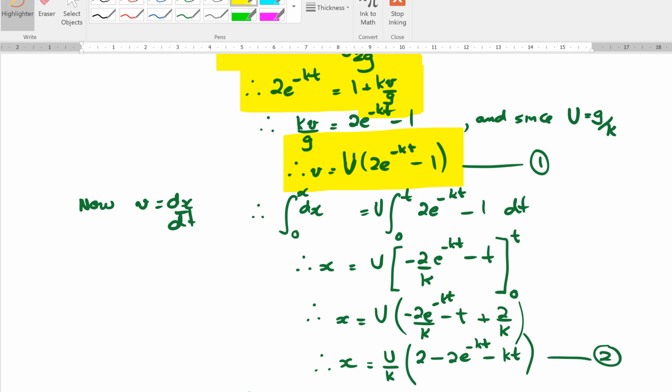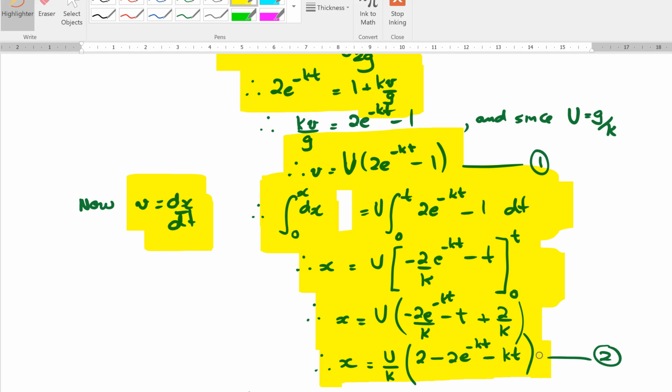Now, we also want x as a function of time, so we can use the fact that v is dx/dt. So we will integrate dx/dt, separating the x's and our expression for t over here. So the left-hand side simply becomes x. We're going from 0 up to x. The right-hand side, we're going from 0 up to t. So we substitute in our limits, do the algebra, and we get our expression for displacement as a function of time.